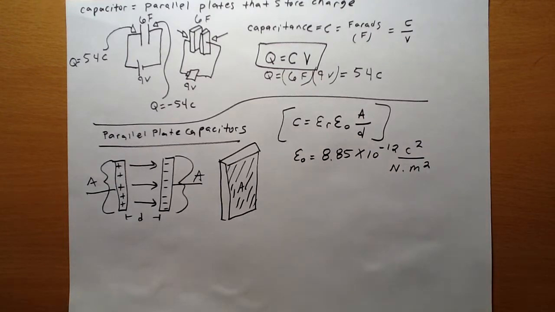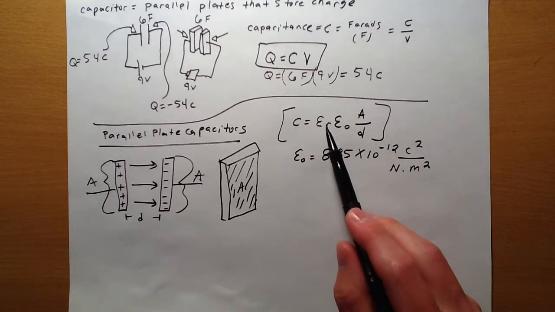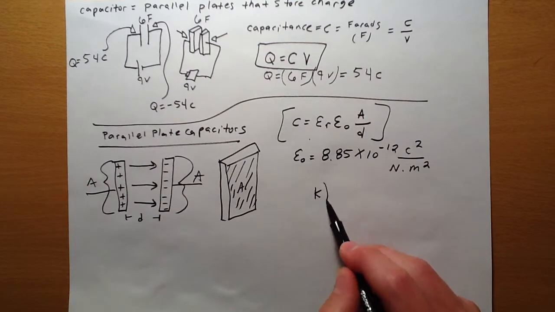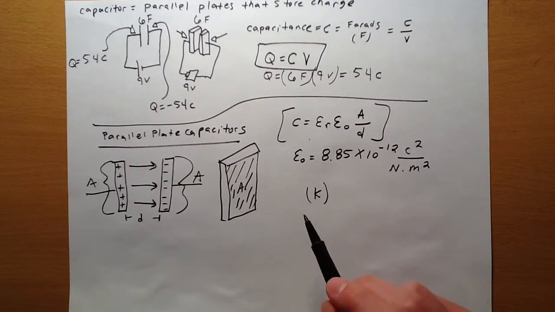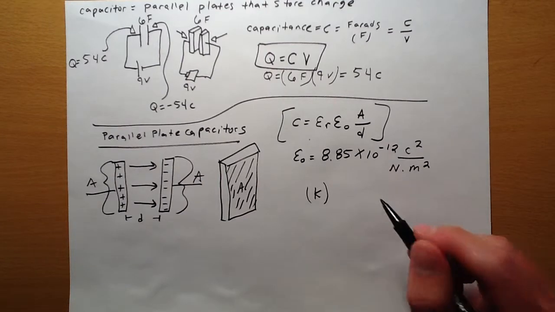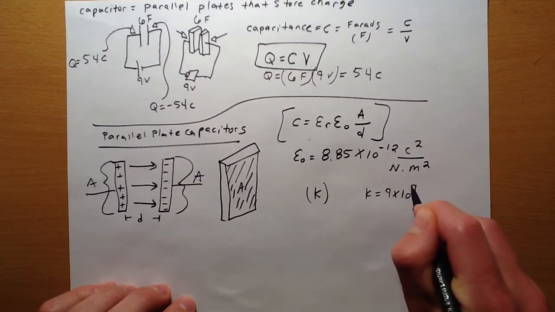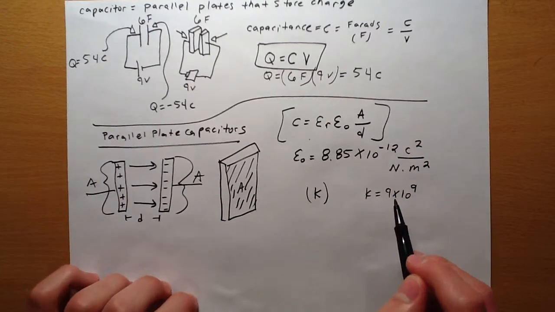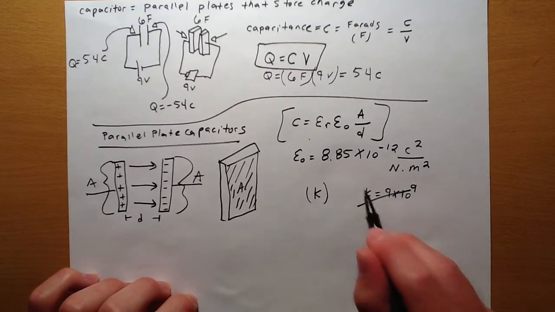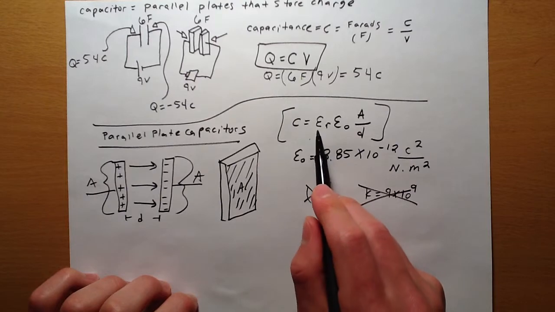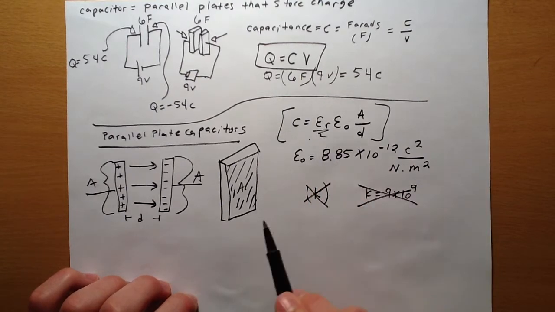In the book I'm using, the dielectric constant, which I called epsilon R, is often called K. I don't like calling the dielectric constant K because in previous sections we've said that K is equal to 9 times 10 to the 9. This is a different K than the dielectric constant. We're not using that right here, which is why I'm saying that the dielectric constant is this.